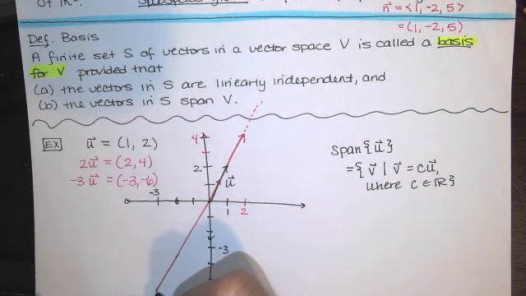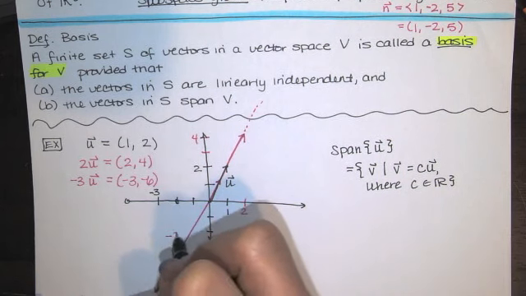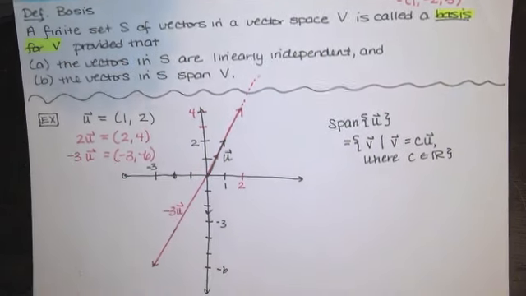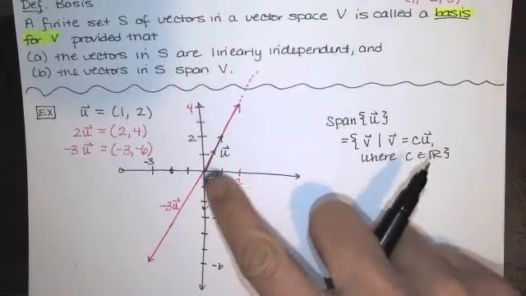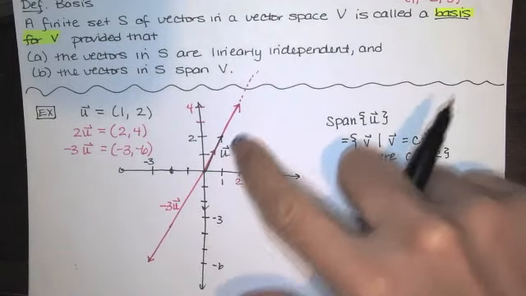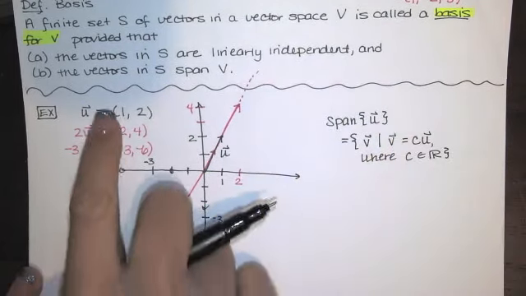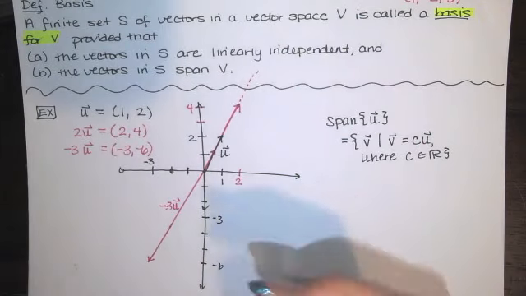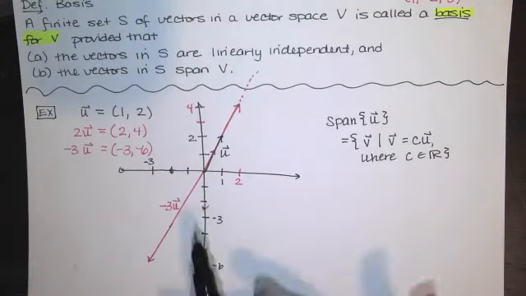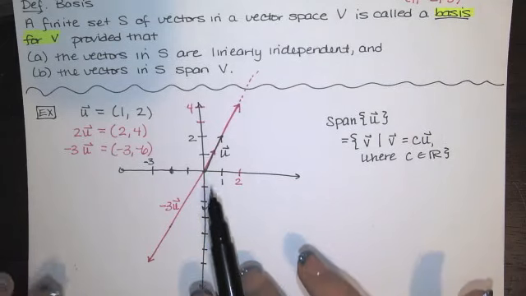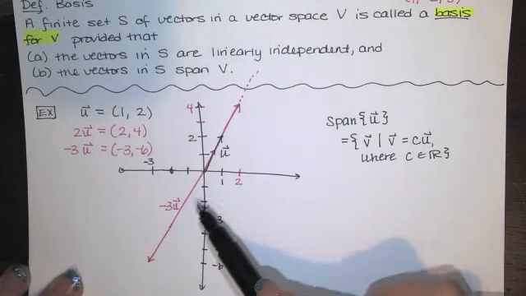-3, -6 would sort of land me right there. That's approximately -3 times u. Notice that -3 times u is on the same line with u. All of these vectors have the same slope. If we look at rise over run, just, pre-calc style, right? They have the same slope.